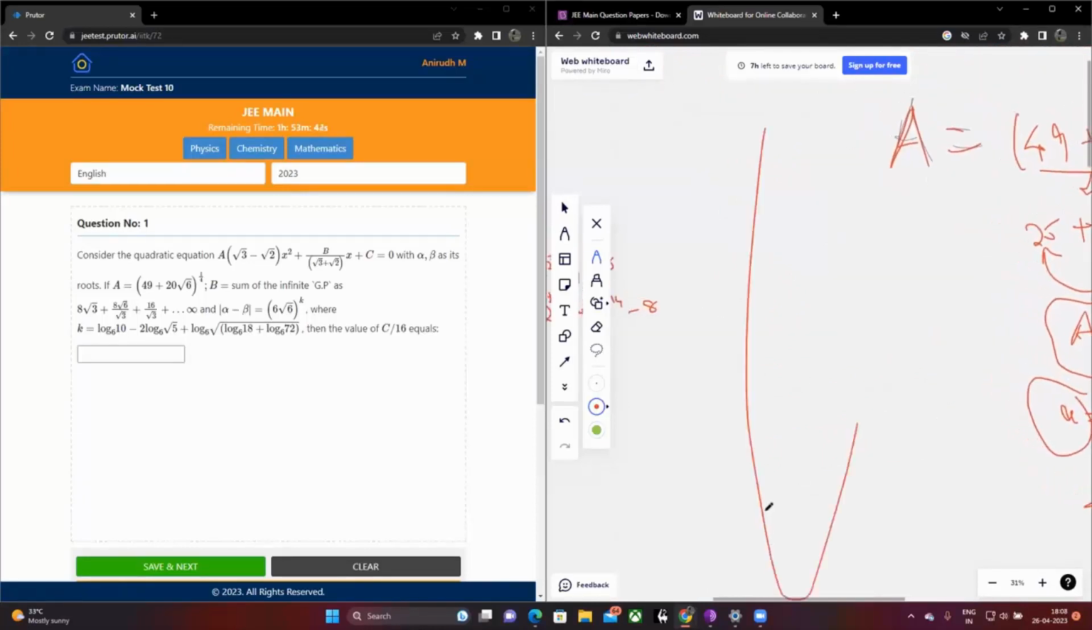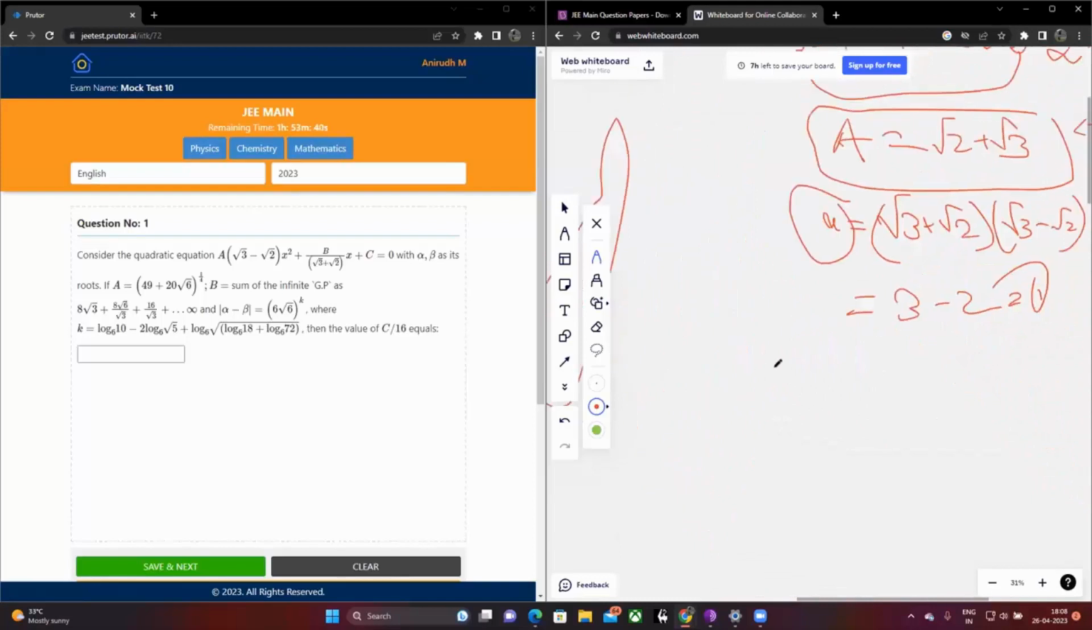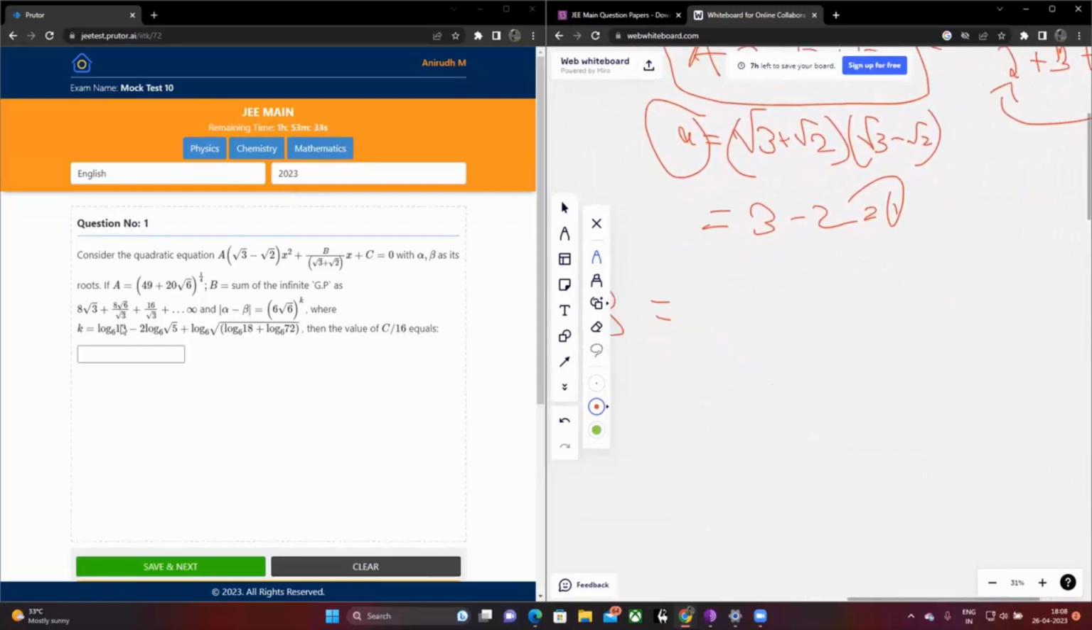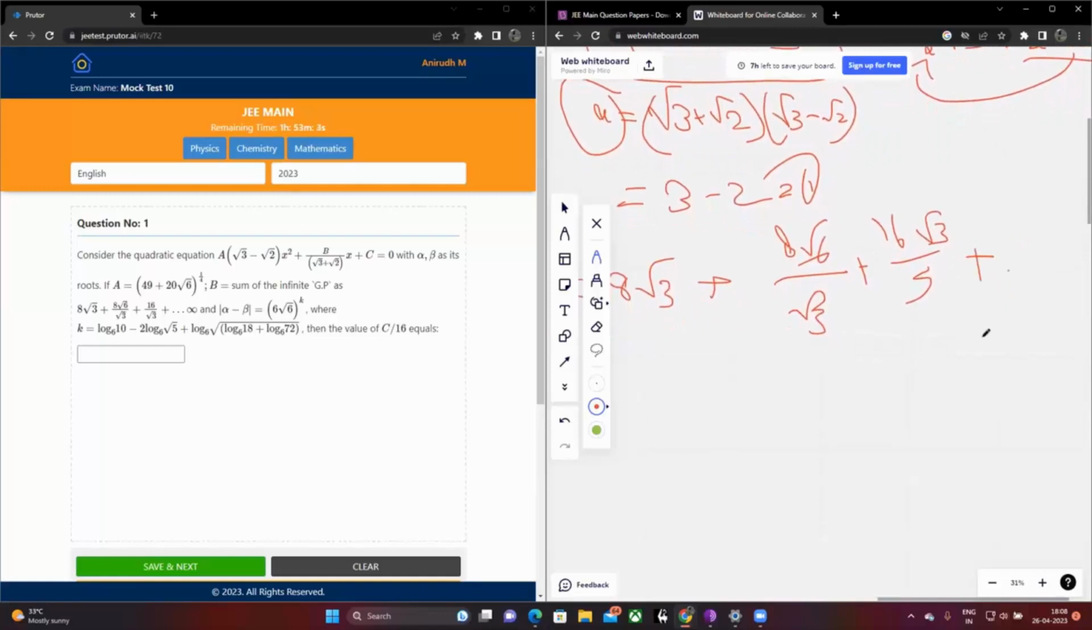Similarly, I'll solve for B here, right? And B is the sum of this infinite GP, 8 root 3 plus 8 root 6 by root 3 plus 16 by root 3, etc. Here you can see that 16 does not have a root 3 coefficient at the numerator, which is needed for me to take this root 3 out here, right? So I'll just multiply this 16 by root 3 as 16 root 3 by 3. I'll just explain this step so that you don't get confused when I write it down. So I'll write B to be 8 root 3 plus 8 root 6 by root 3 plus 16 root 3 by 3 plus dot dot dot, right?